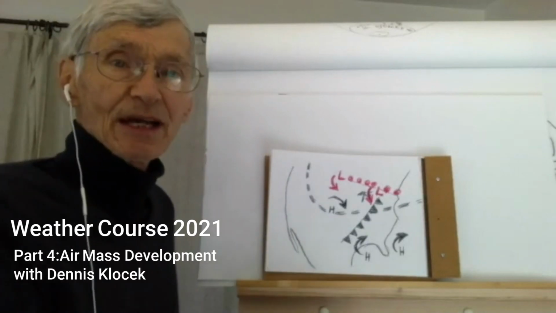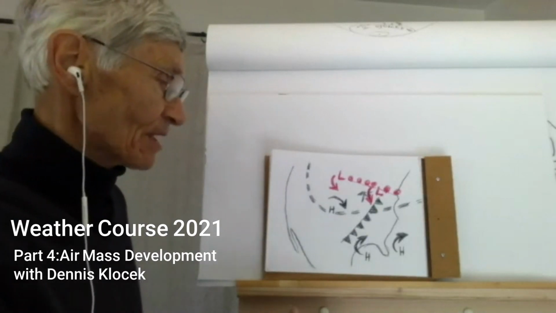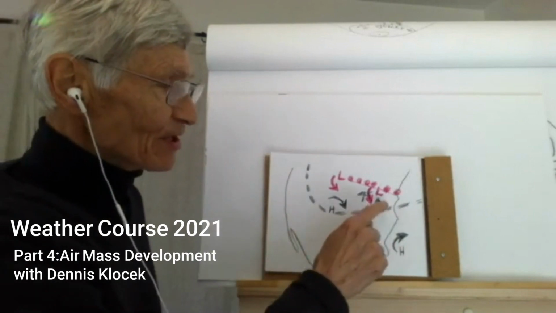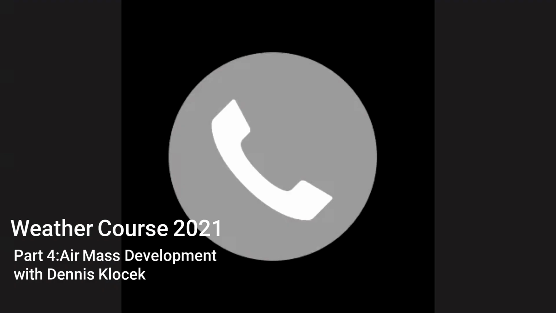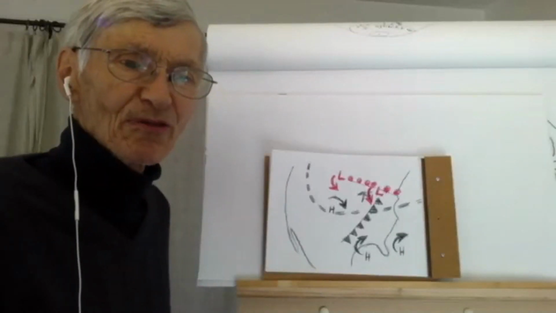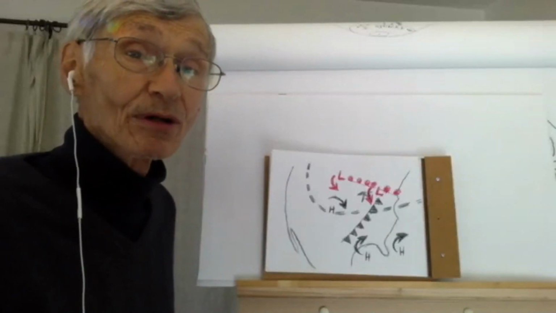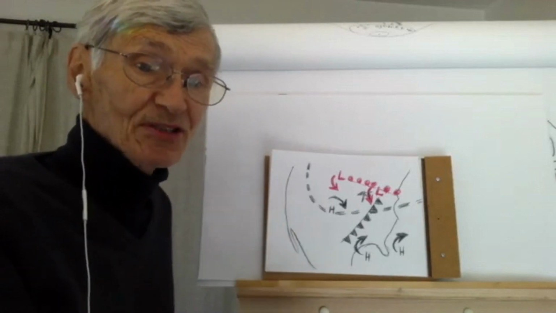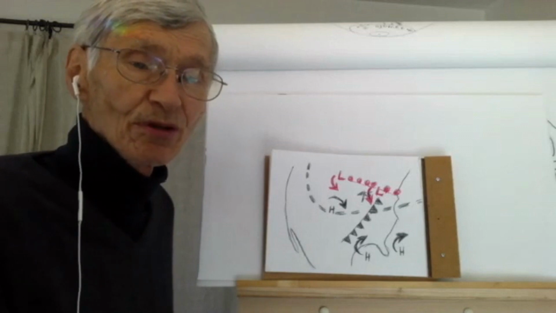I like to look at air mass development. So here's the United States and the heavy dashed line, that's the jet stream. The jet stream is a high altitude, maybe 20,000 feet river of very rapidly moving air, maybe 400 miles an hour. And it's a narrow tube and it snakes around the world.